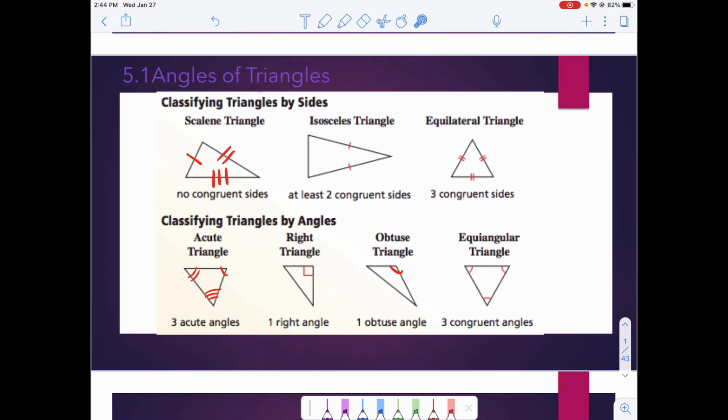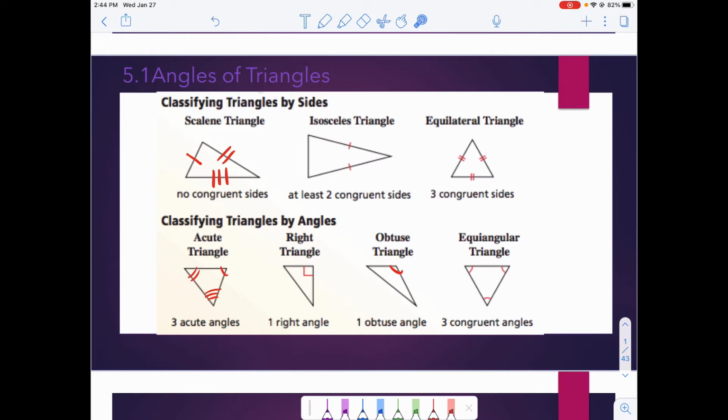Last but not least, the same goes for an isosceles triangle. With an isosceles triangle, if you have two sides that are congruent, then you automatically have two angles that are congruent. That's the way our isosceles triangle works. Remember, if they're asking you to classify your triangle by either angles or sides, these are the ways to classify them.